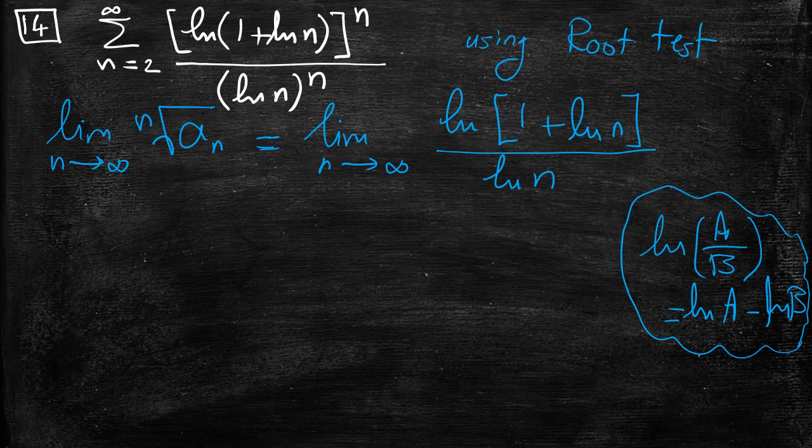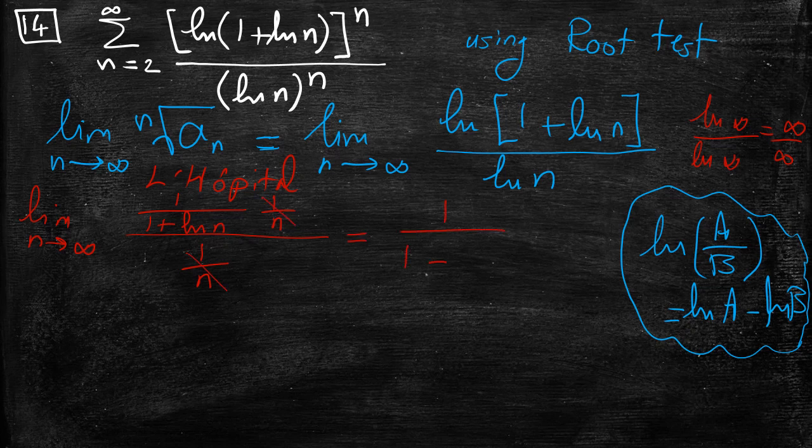This will be limit, 1 plus infinity, ln infinity in the numerator, ln infinity in the denominator, which is infinity over infinity, which is a simple case to use L'Hopital. Trying to use L'Hopital, limit n approaching infinity. When applying L'Hopital, the denominator will be 1 over n. In the numerator, 1 over 1 plus ln n multiplied by 1 over n, which is the derivative of whatever is inside the ln in the numerator. This will cancel this one, and you will end up with 1 over 1 plus ln n.